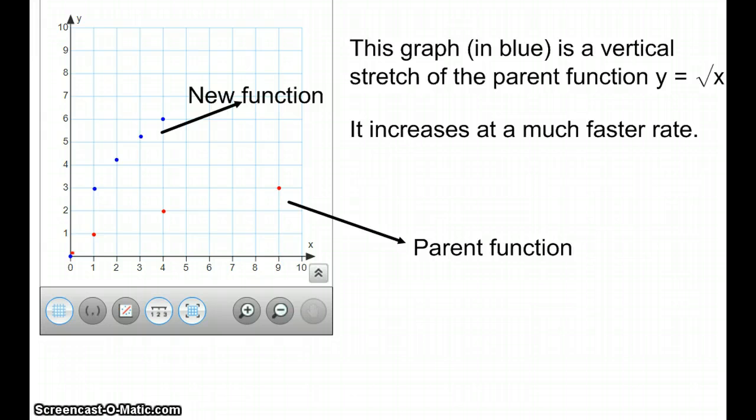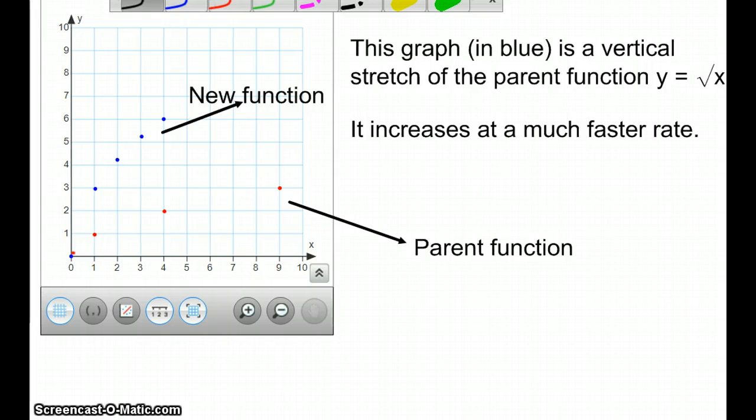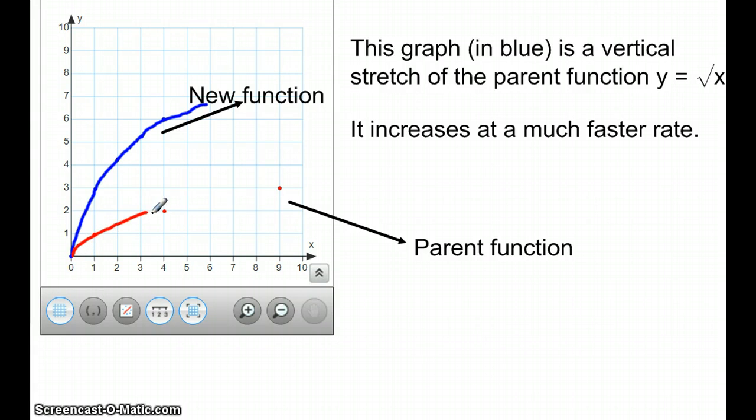The graph in blue is actually a vertical stretch of the parent function. So let's connect these lines. You can see that the new function follows the blue line, and the old function is going to follow the red line. Because we're multiplying the new function by 3, it becomes a vertical stretch of the old function. That means it increases at a much faster rate, and you can see how much more quickly this goes up.